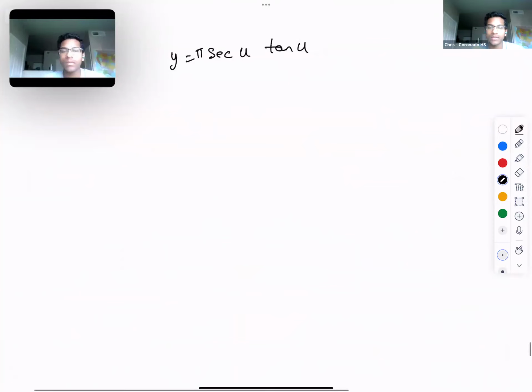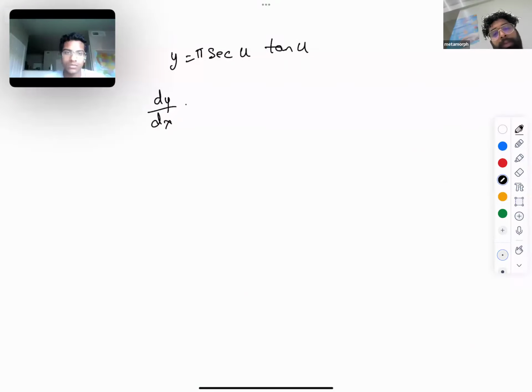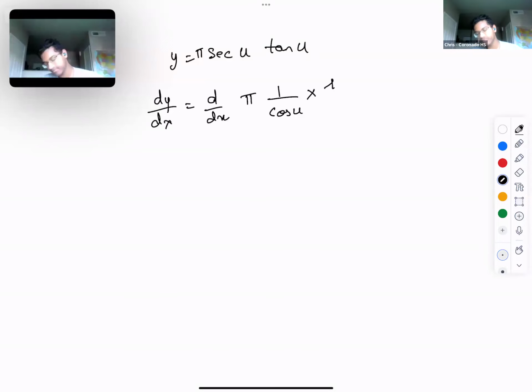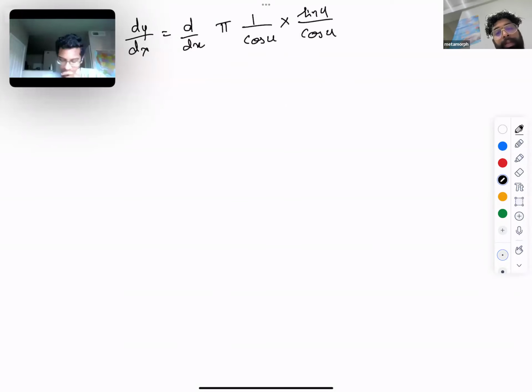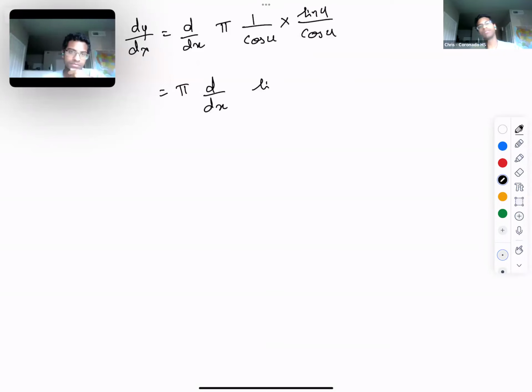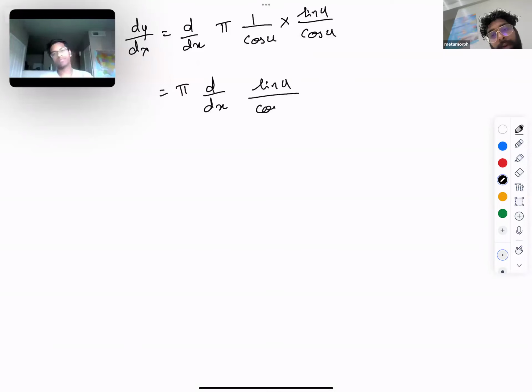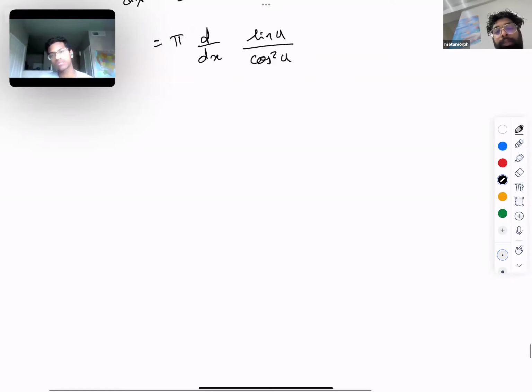Yes, pi. So dy by dx is what I want to find. It's the derivative of pi times sec u tan u. Instead of sec u, I'm going to write 1 over cos u, and tan u is just sin u over cos u. Now this helps me get it really simplified. Pi d by dx of sin u over cos squared u.